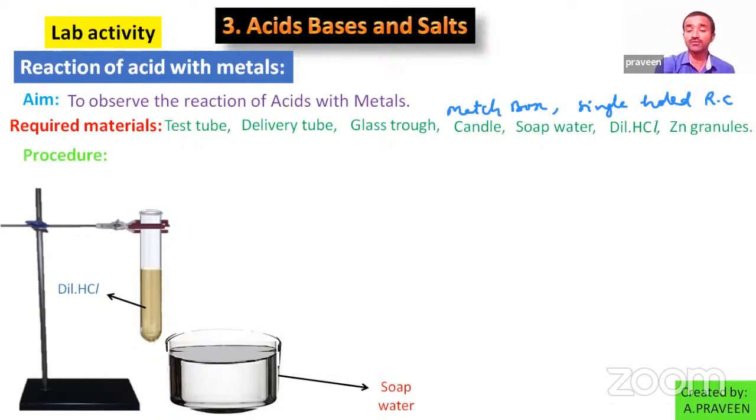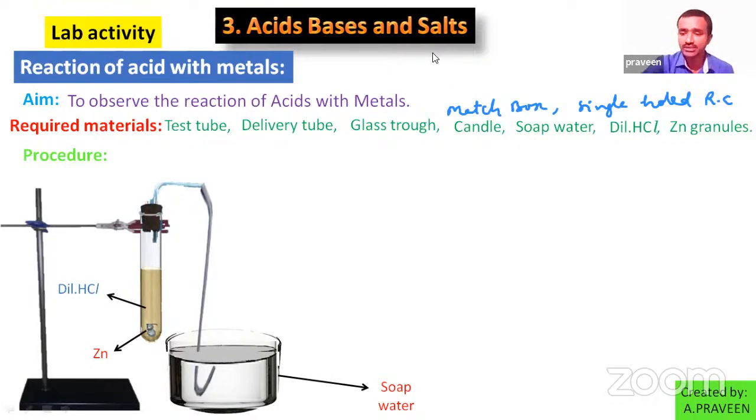Next, drop zinc granules into the HCl. After adding the zinc granules, immediately close the mouth of the test tube with the rubber cork, and connect the single-hole rubber cork with a delivery tube: one end inserted into the hole of the rubber cork and the other end inserted into the soap water.